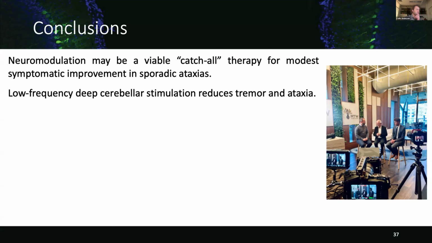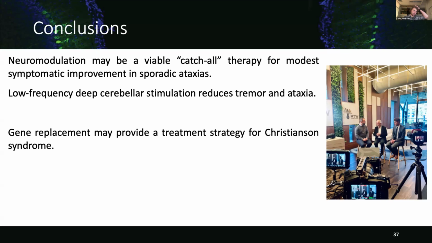So the conclusions that we have here, so going back to the neuromodulation, we think that it could be viable as a modest symptomatic improvement catch-all therapeutic. Personally, I think that it would have the most potential in terms of sporadic ataxias where we don't have a gene that we can target. But we do think that this low-frequency deep cerebellar stimulation could reduce tremor and ataxia when applied in the right situations. And in terms of Christianson syndrome, we think that gene replacement might be able to provide a treatment strategy.